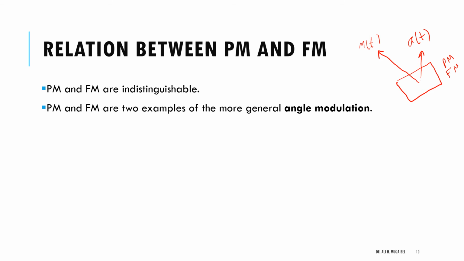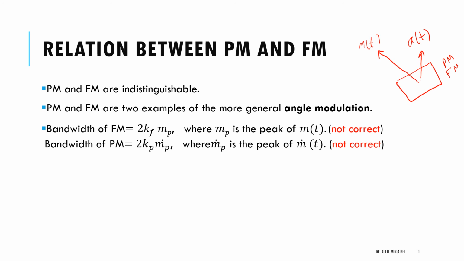PM and FM are two examples of the more general angle modulated form. You can have combined FM and PM. We have just looked at FM and PM. You can change the angle in general.